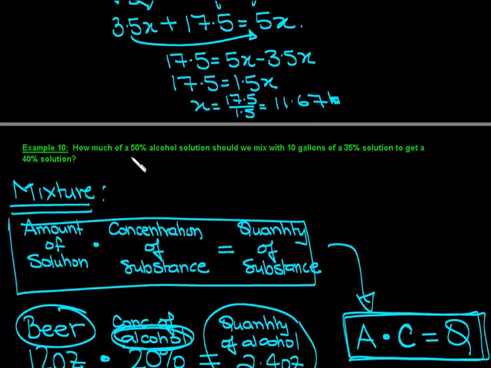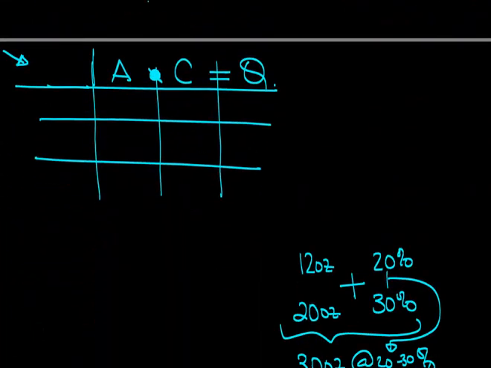They've asked us how much of a 50% alcohol solution should be mixed with 10 gallons of 35% solution to make a 40% solution. So let's take a look at it. Okay, 50, 35, and 40. So we're looking at alcohol. That's what we are looking at.